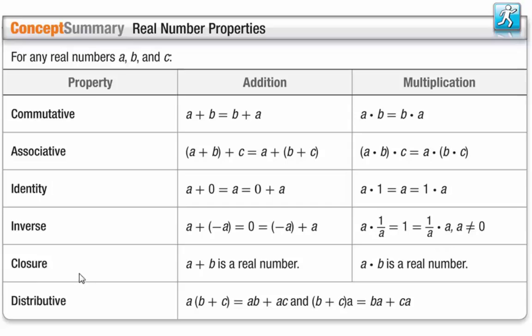So the closure. Here, as you can see, a and b are real numbers, so their sum or their product is still a real number. Now the distributive property is important. We're going to use it later in this lesson for simplification. So a times (b plus c), we distribute multiplication over addition, so it's going to be a times b plus a times c. It works also from the right side.